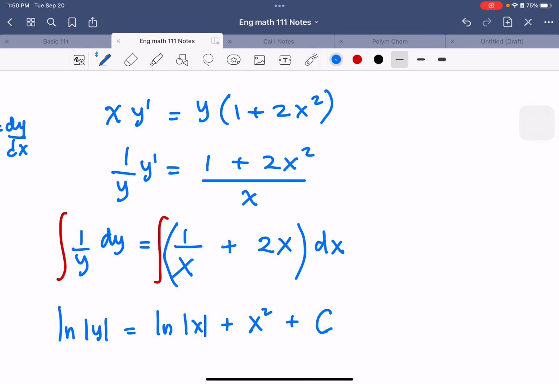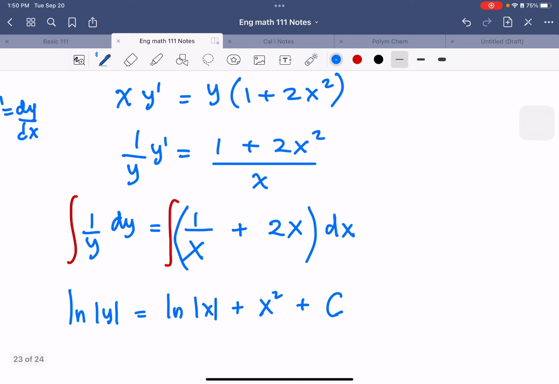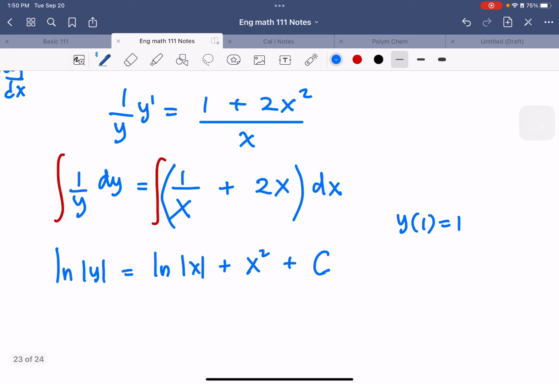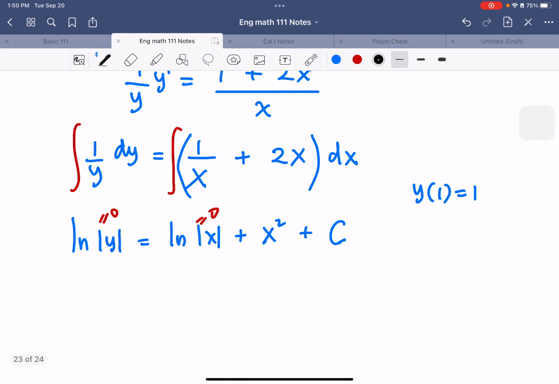Now to solve this, we need to find the constant. So we use the initial value, which is (1, 1). We plug in 1 and 1 for x and y. So this will become 0, this becomes 0, and this becomes 1, right? So C is negative 1.